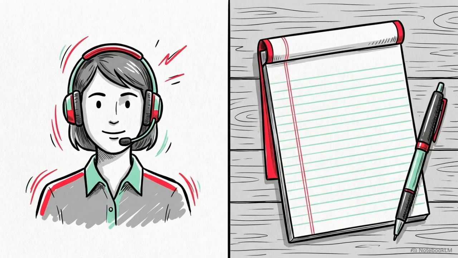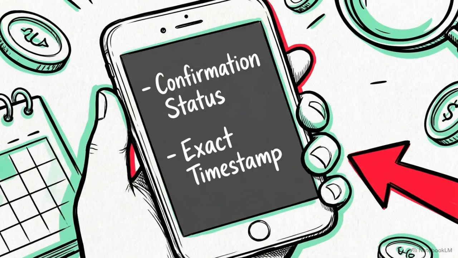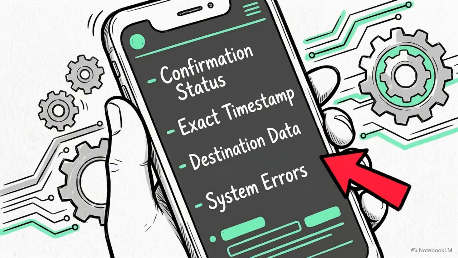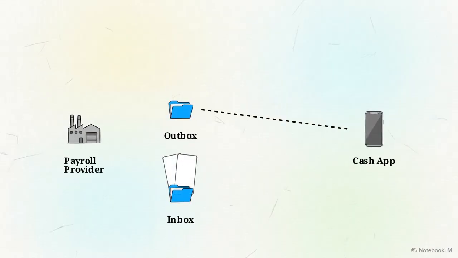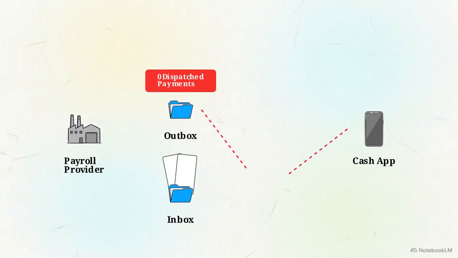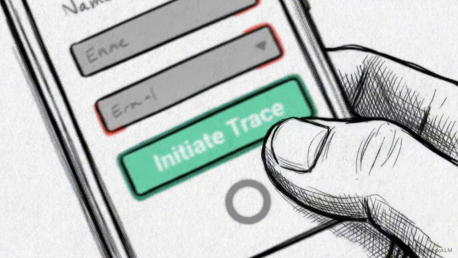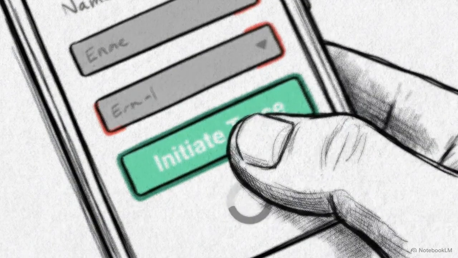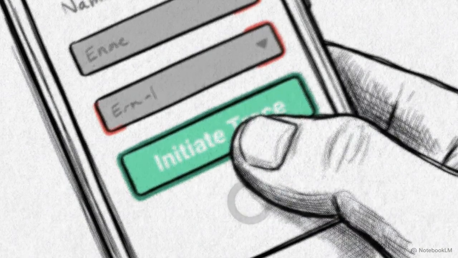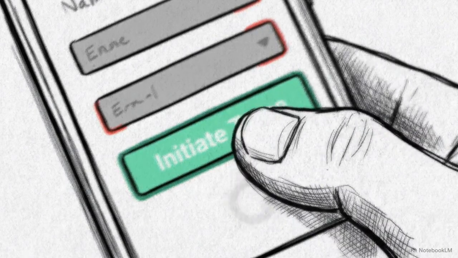These are the 4 exact diagnostic questions you need to ask your employer or payroll provider. Was the paycheck sent? At what exact date and time? Was it sent to the correct routing and account numbers? And did the payroll software show any rejection notice? Gathering this specific evidence is necessary because Cash App support cannot trace a deposit that your payroll provider never dispatched in the first place. If your employer confirms the dispatch was completely successful on their end, your next action is to initiate a formal trace inside Cash App.